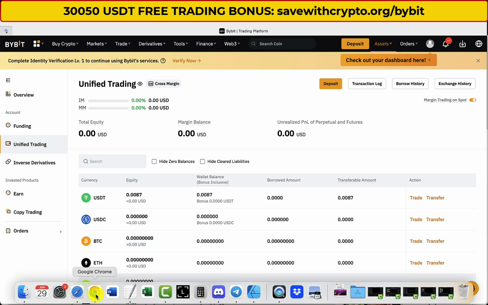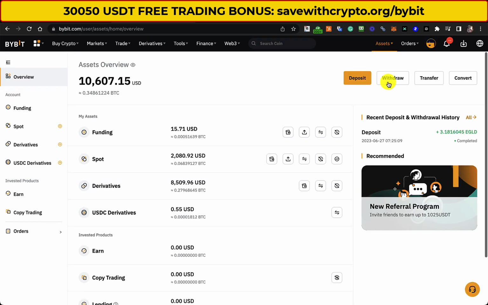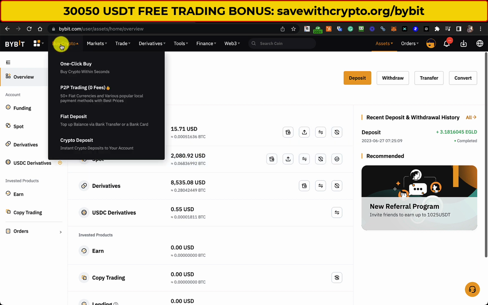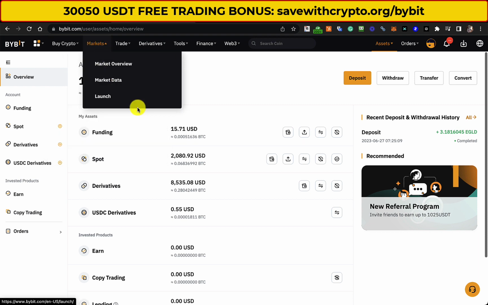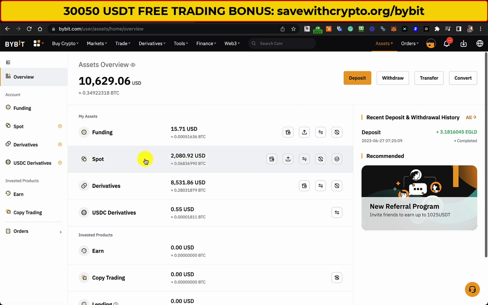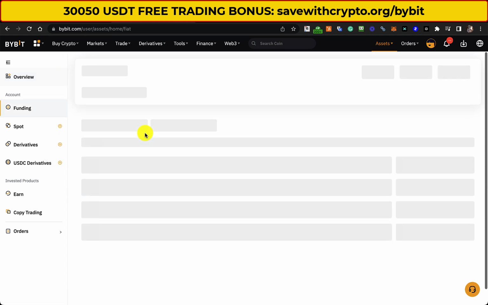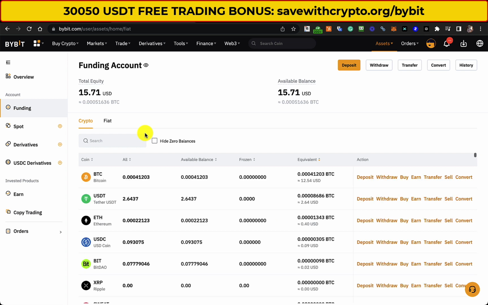So let's go back to mine. Now, the only thing I ever do is I usually put crypto in here or I take crypto out. I don't think I've ever used fiat money, but if you want to do that, you can go to buy crypto, and there's various ways you can do it. And when you buy things, they will appear, I think, in the funding account. So, for example, I've got some Bitcoin there, some USDT, and that's about it, really.